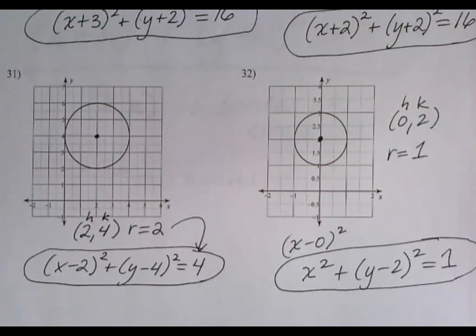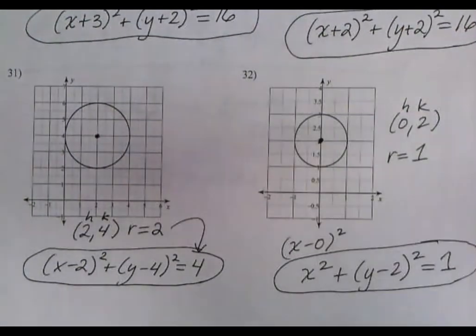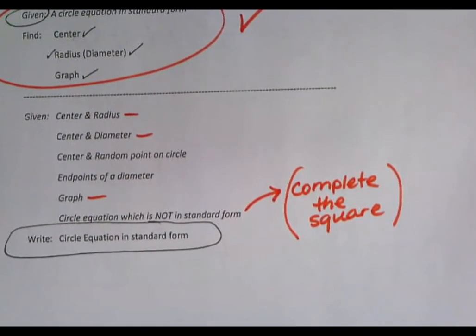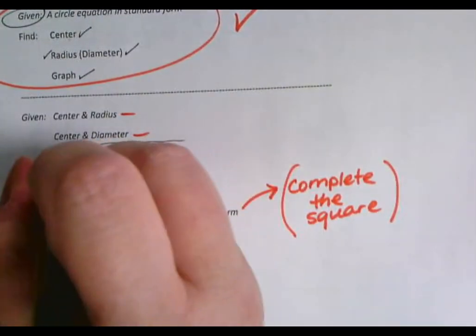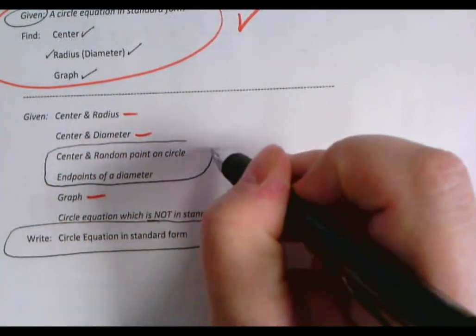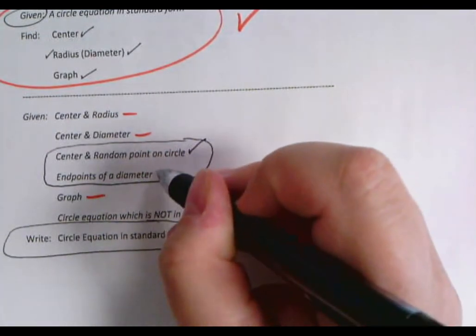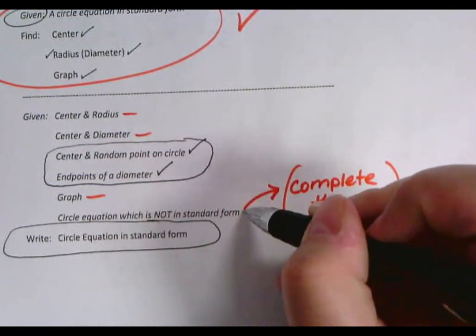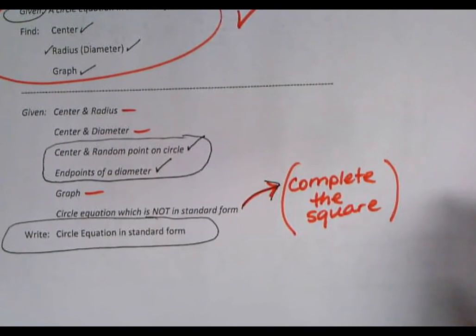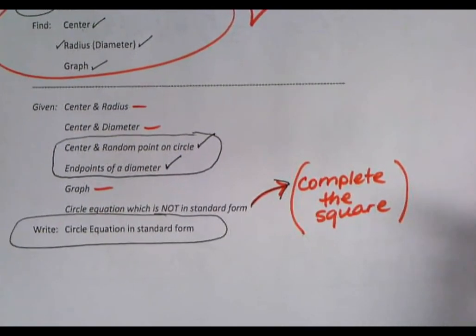Hope this has helped. There will be another video coming with information on how to do some of these other problems we did not finish. Writing the equation if we have the center and some random point on the circle, or an endpoint of a diameter, or completing the square to take an equation that's not in standard form and put it in standard form.